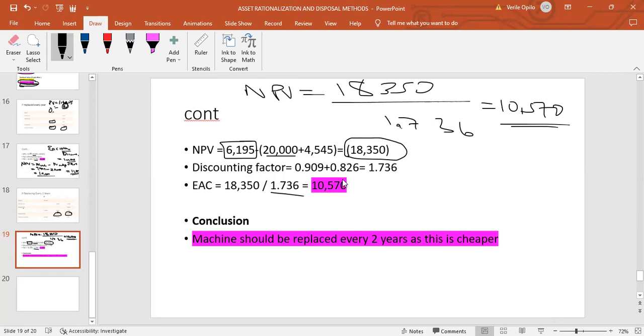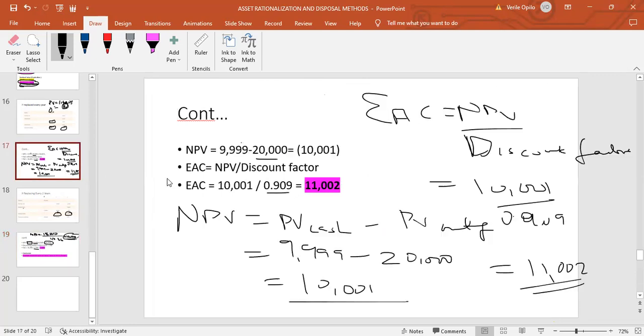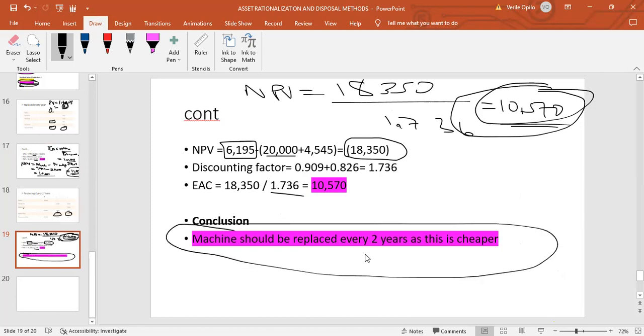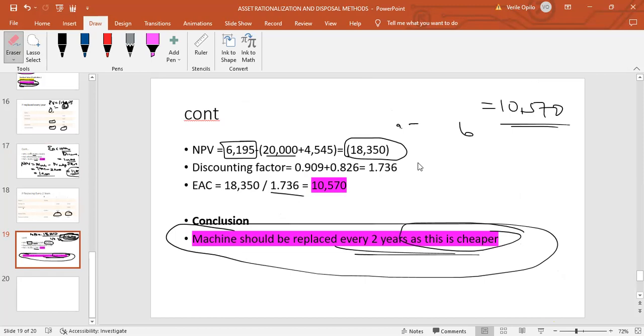And the criteria for selecting the number of years to be used for replacement is for the organization to choose the one that is going to give us the lowest EAC. So if you're to replace within 1 year, the EAC is going to be 11,002. If you're to replace it within 2 years, then it will be 10,570. So it means that the machine should replace this asset every 2 years because it is going to be cheaper, because it is associated with a lower EAC.